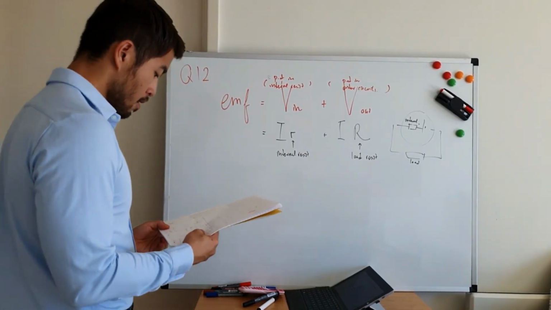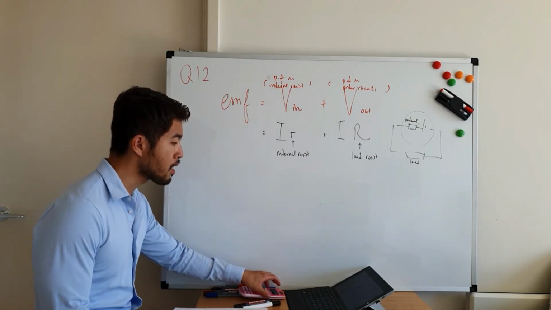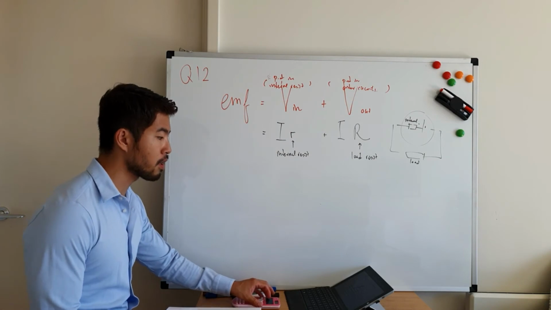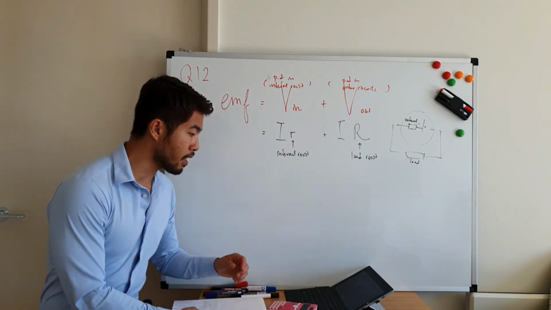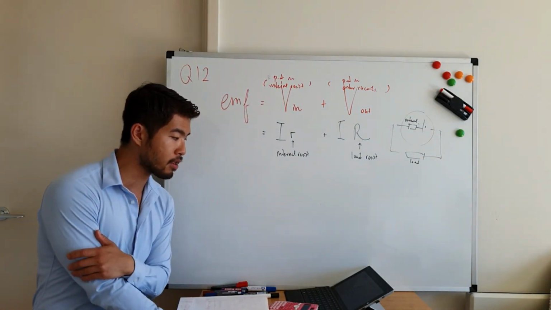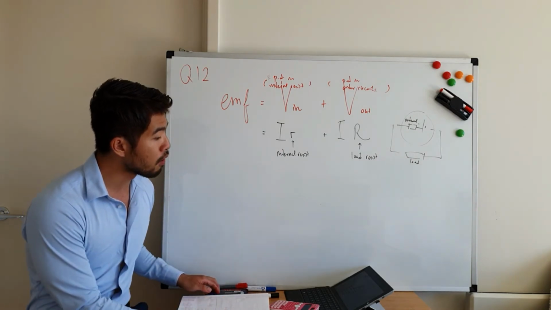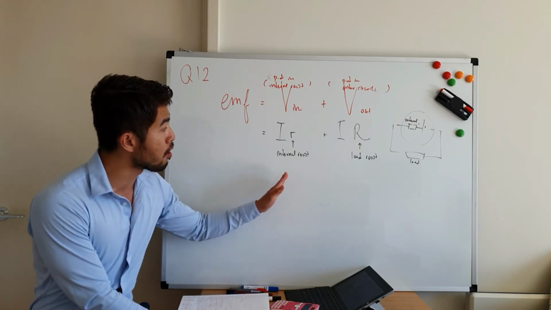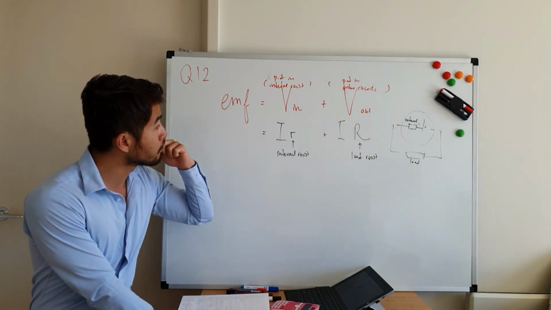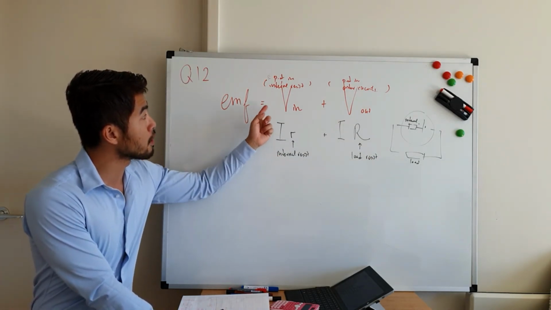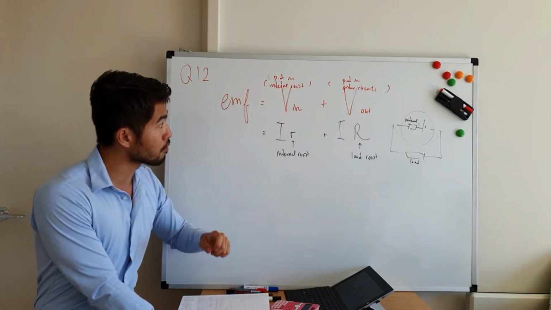So question 12. In the circuit shown, the voltmeter has high resistance. Which of the following is not equal to the EMF of the cell? Firstly, A: the reading of the voltmeter when switch S is open. When switch S is open, there's no load resistance at all. It's not connected. So in here, the EMF will be equal to this reading instead. So yes, it is equal to the EMF.